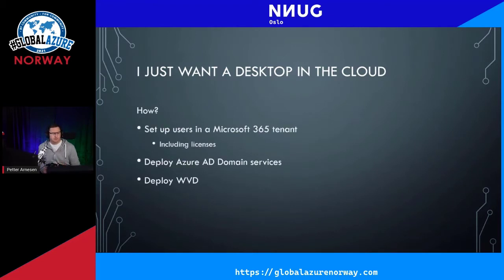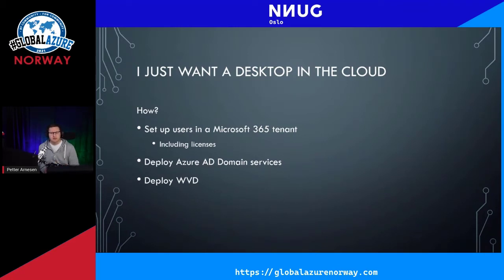And the way we would do this is you set up your users in a Microsoft 365 tenant, including licenses. We deploy Azure AD Domain Services, and then we deploy Windows Virtual Desktop. There's also a few little steps in between there, like you also need an Azure subscription, like I mentioned before. And also when you deploy your Azure AD Domain Services, you would also deploy a virtual network. But these are the main steps in this use case.